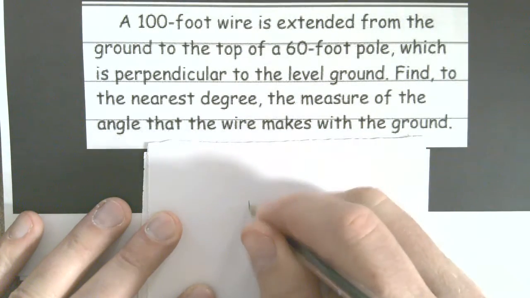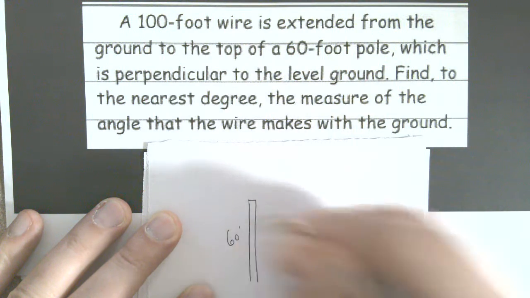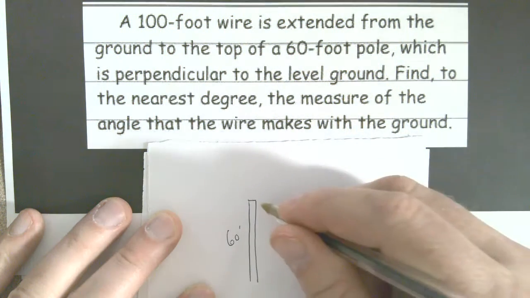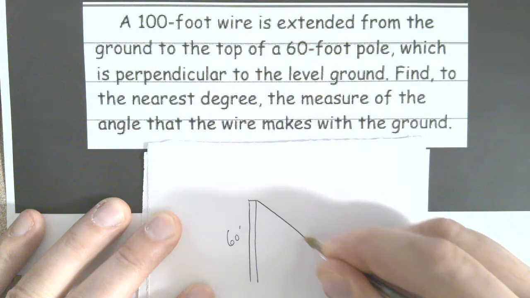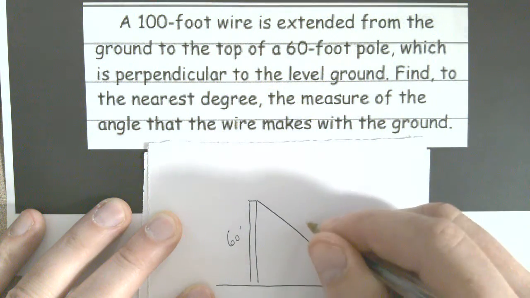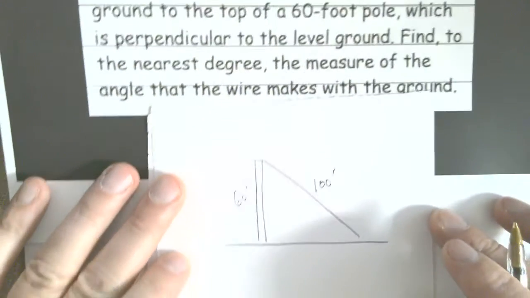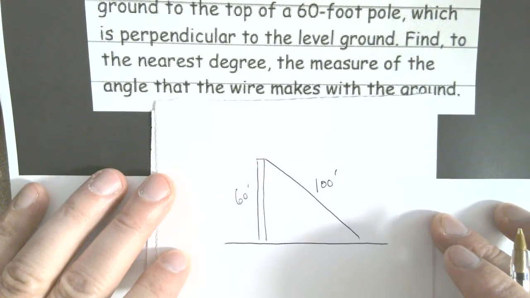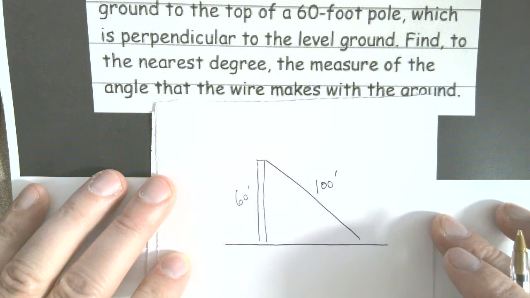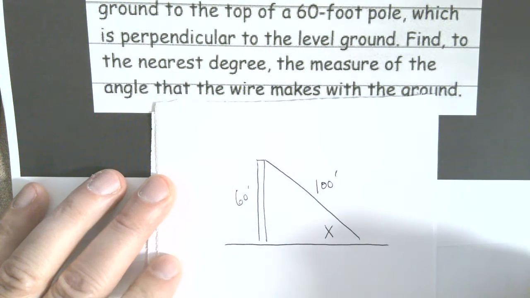So we've got a 60-foot pole. So here's my pole. We've got a 100-foot wire that's connected from the top of the pole to the ground. So there's your wire. And then they're wanting to know in the question, to the nearest degree, the measure of the angle the wire makes with the ground. So that's this angle right here.